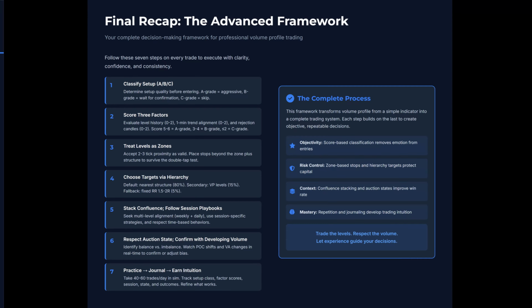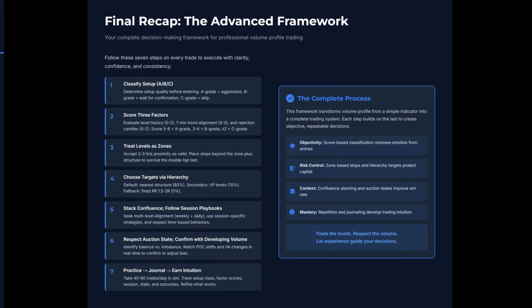This hierarchy keeps targeting simple and consistent. You always know where your take-profit order goes. Default to structure. If structure doesn't make sense, use VP levels. If VP levels don't make sense, use fixed RR. This removes guesswork and emotional decision-making from profit-taking.